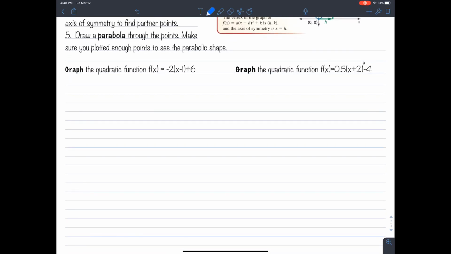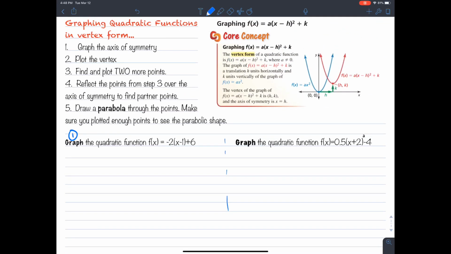We're going to start with the first example, number 1 on the left-hand side here. Just reading the list of steps, it wants us to graph the axis of symmetry, find the vertex, plot some more points, use reflection, and then draw a parabola. The first thing I would say is, according to your textbook, it is okay to flip those around. I might actually plot the vertex first.